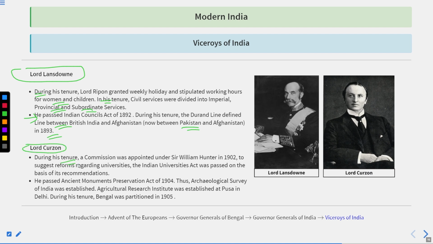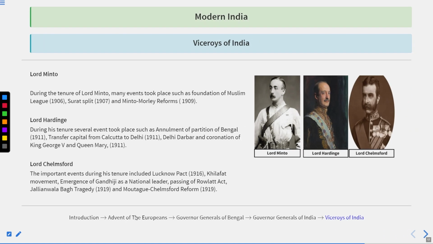Lord Curzon. During his tenure, a commission was appointed under Sir William Hunter in 1902 to suggest reforms regarding the university, and as per the recommendations, the Indian Universities Act was passed. And he passed the Ancient Monuments Preservation Act of 1904. Thus, the Archaeological Survey of India was established. The Agriculture Research Institute was established at Pusa in Delhi. And during his tenure, Bengal was partitioned in 1905 into West Bengal and East Bengal. West Bengal nowadays is with India, and East Bengal is nowadays known as Bangladesh.